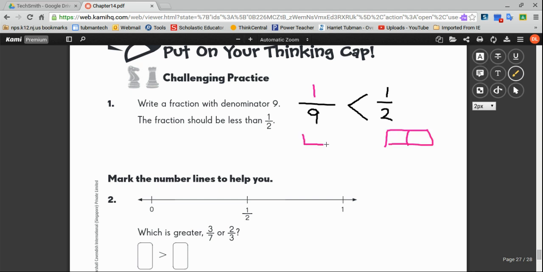If I want a picture of 1/9, that means I have to split this up into 9. 1, 2, 3, 4, 5, 6, 7, 8, and 9. So if I want 1/9, I know 1/9 is much smaller than 1/2 because I broke it up into 9 pieces instead of just 2 pieces over here.